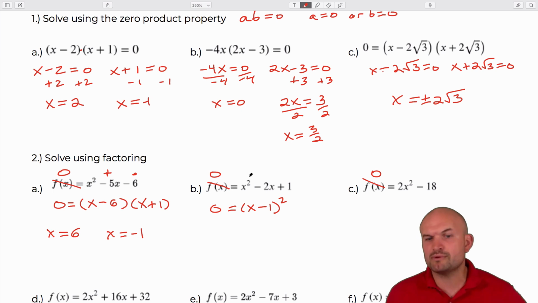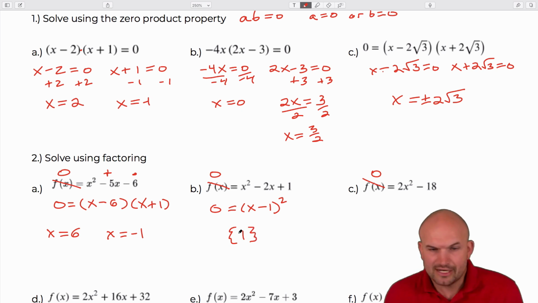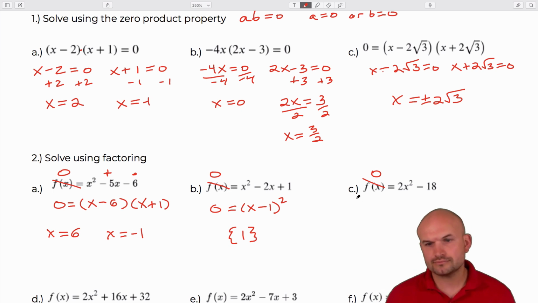And that's what we call a repeated zero. But we don't need to represent it repeated as far as the solution. We can just say the solution is x equals 1. And in this case, I'm going to use set notation rather than saying x equals 1, just another notation.